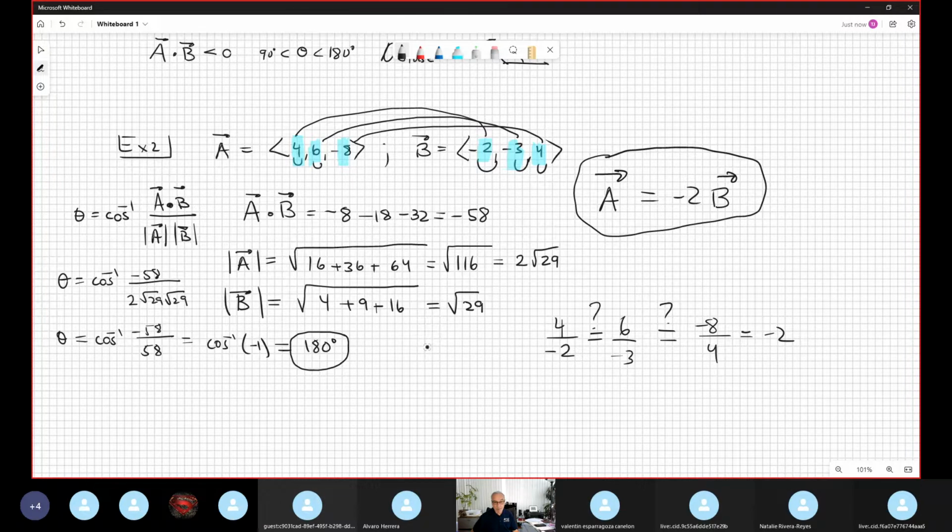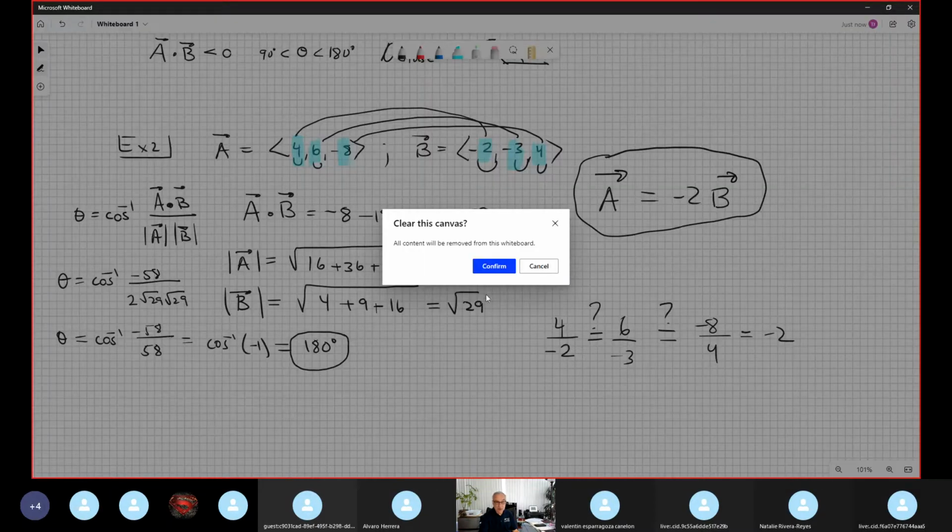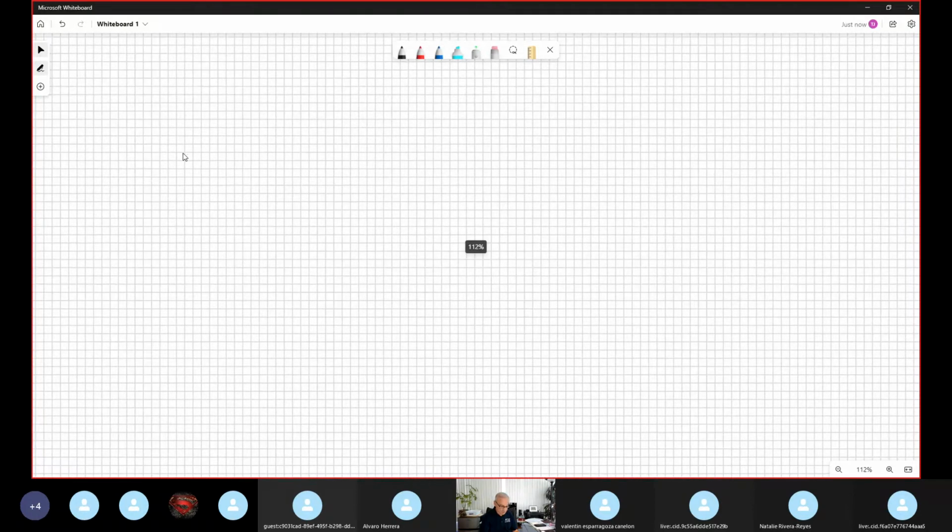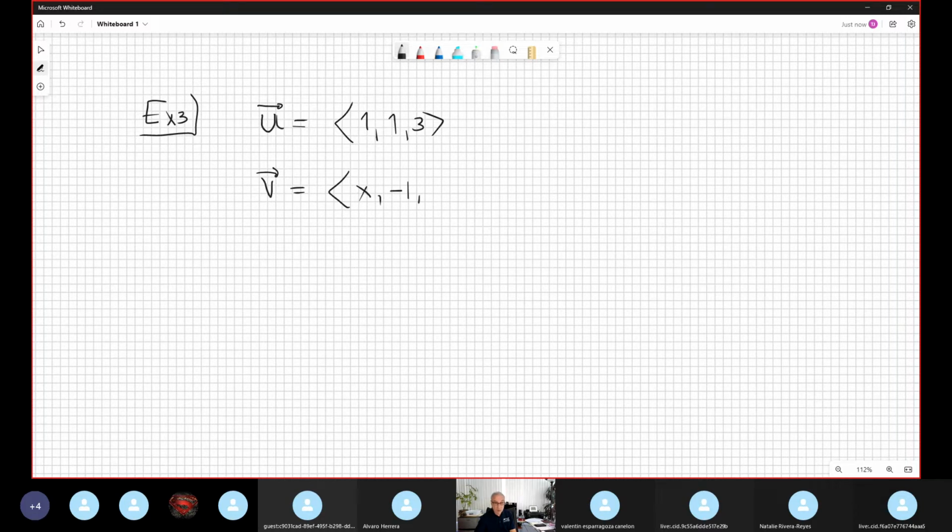Okay, now I want to propose you one new example, example 3 of today. Let me try to explain the idea for the example 3. In the example 3, we have 3 vectors in 3 dimensions. The vector I want to call U, component is 1, 1, 3. We have another vector that is B. The vector B is x, negative 1, 1.